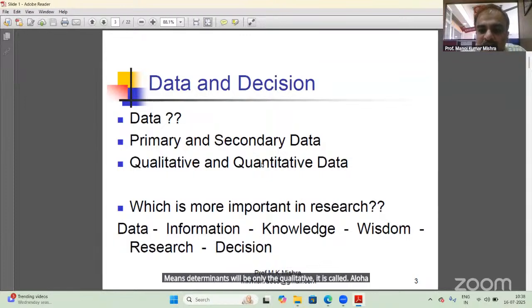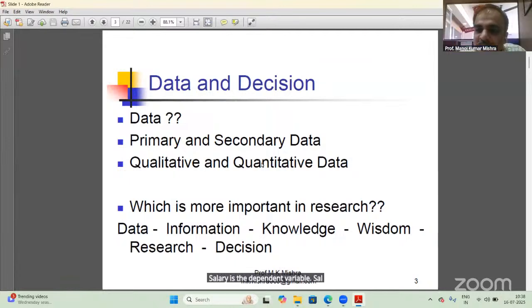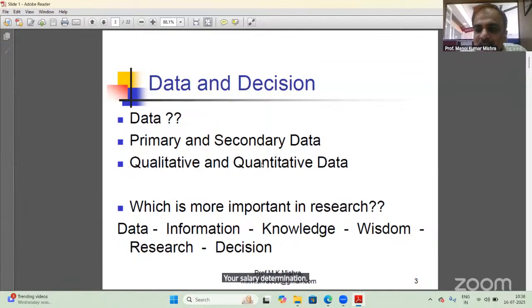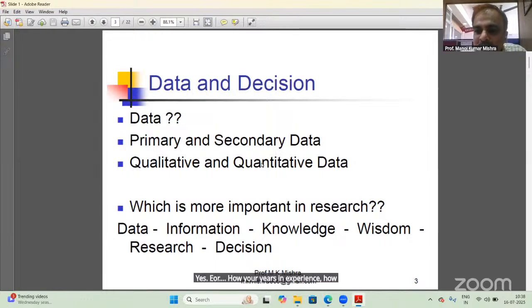Analysis of salary, is it a dependent or independent variable, sir? Salary is a dependent variable. Salary is determined by so many factors. Suppose you are going to give an interview. Your salary is determined by your previous salary. Am I right? Yes, sir. Then how many years of experience you have. Generally, when experience is high, salary is high.